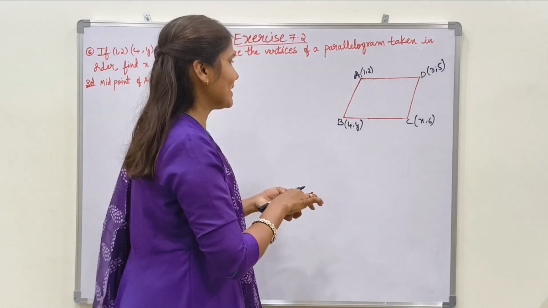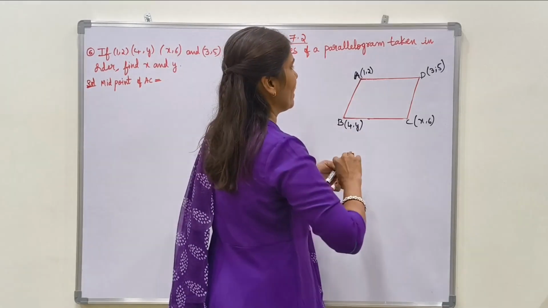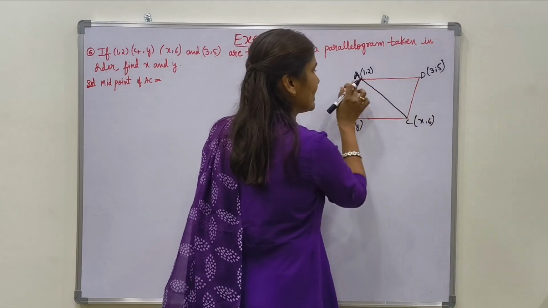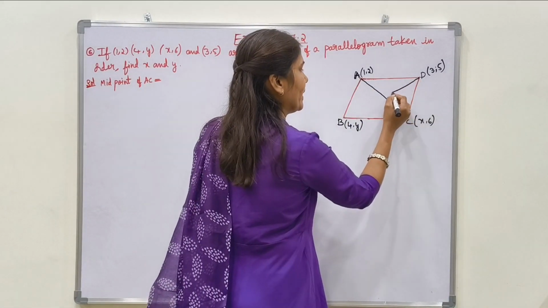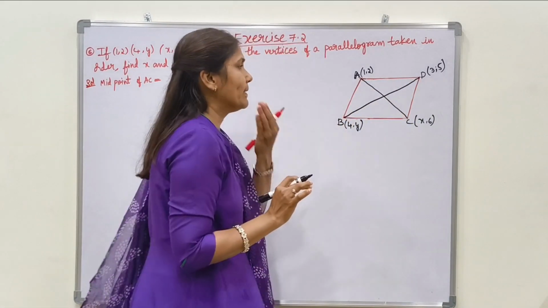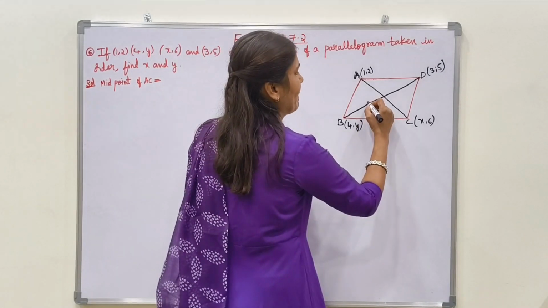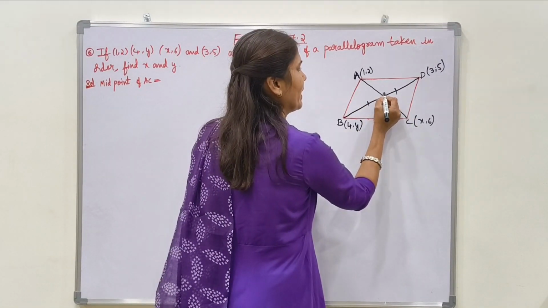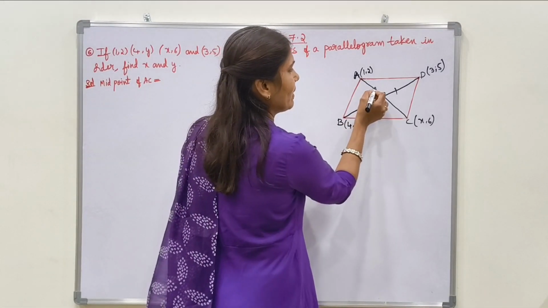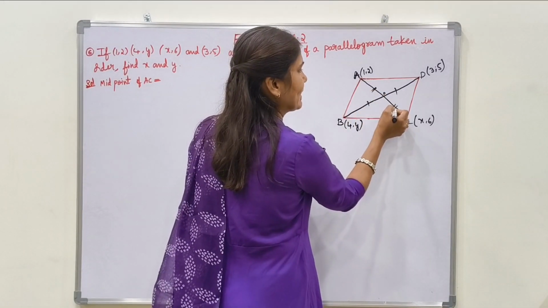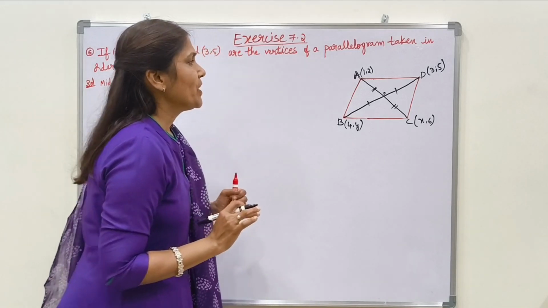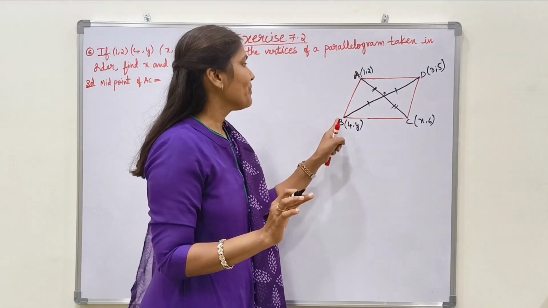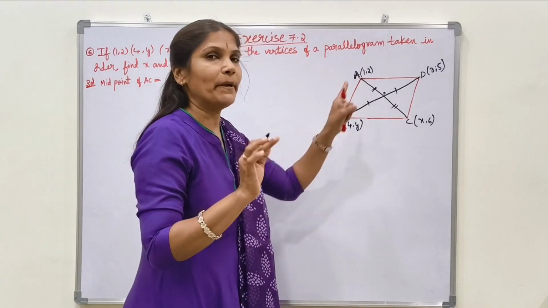So in a parallelogram, diagonals: AC is a diagonal and BD is a diagonal. These diagonals bisect each other. So this line is divided equally. Here I am giving the name O. AC also is bisected, this line is divided equally. So O is the midpoint of AC, and O is the midpoint of BD also.